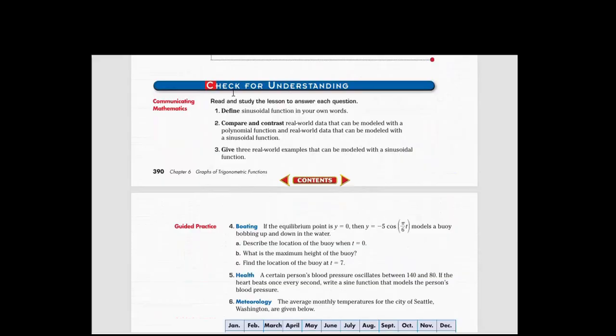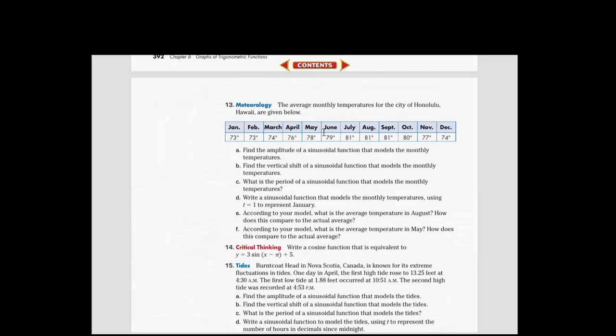Under the subsection Check for Understanding, question number 13. We're assuming the field trip is in the context of this question. The average monthly temperatures for the city of Honolulu are given in the following table. And the questions: A. Find the amplitude of a sinusoidal function that models the monthly temperatures. B. Find the vertical shift of a sinusoidal function that models the same.